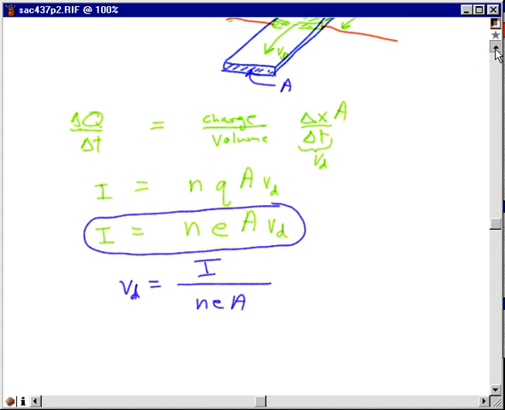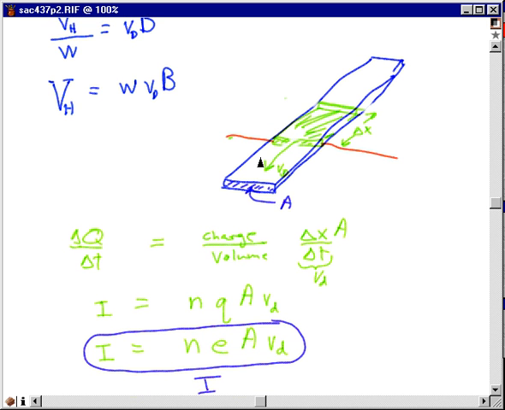And then solve it for the v sub d. The A itself is going to be the thickness, which is 1 millimeter, or t, times the width, t times w.